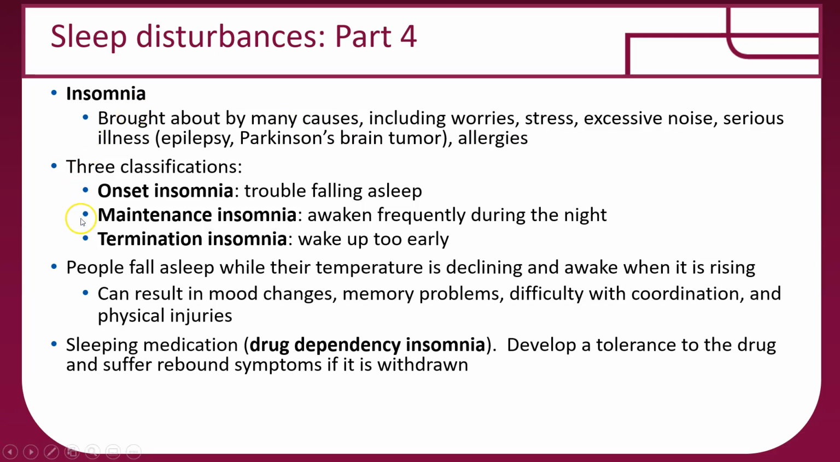We have 3 classifications of insomnia. Onset insomnia, this is trouble falling asleep, but once the person finally does fall asleep, they sleep through the night. We can have termination insomnia. This is when people fall asleep just fine, but they wake up too early. They wake up at 2 or 3 in the morning and they can't go back to sleep. Or maintenance insomnia. These are people who awaken a lot during the night. So they fall asleep fine, but they just keep waking up, falling back asleep. Wake up, fall back asleep. All of these are considered insomnia.